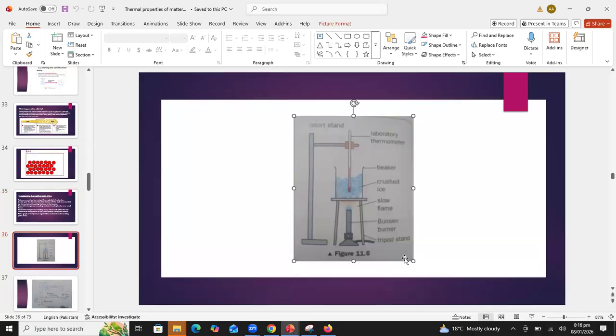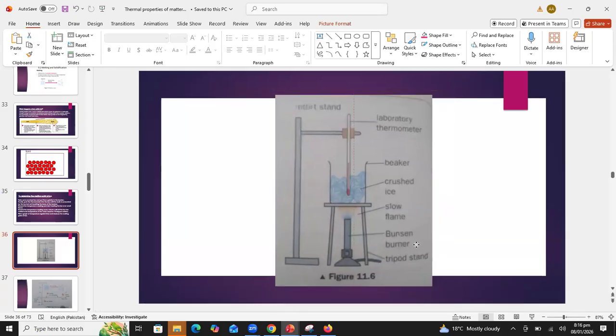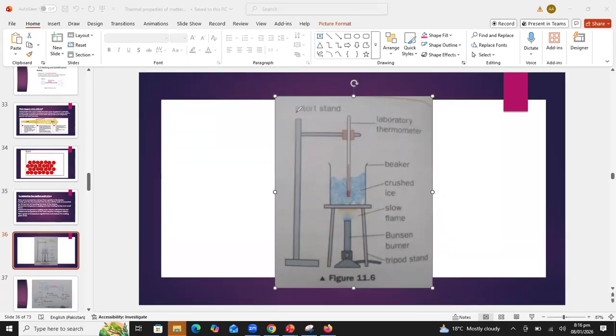You can see these are the apparatus. This is a retort stand, thermometer, beaker, crushed ice. We are using crushed ice instead of block ice; I will tell you the reason behind it. Tripod stand, burner. And one more thing which we will need here is a stopwatch, which is not mentioned in this diagram. Okay, so these are the apparatus which we will use to perform the experiment.